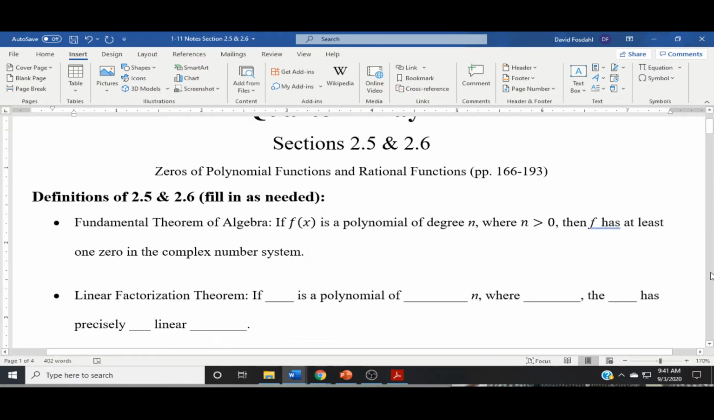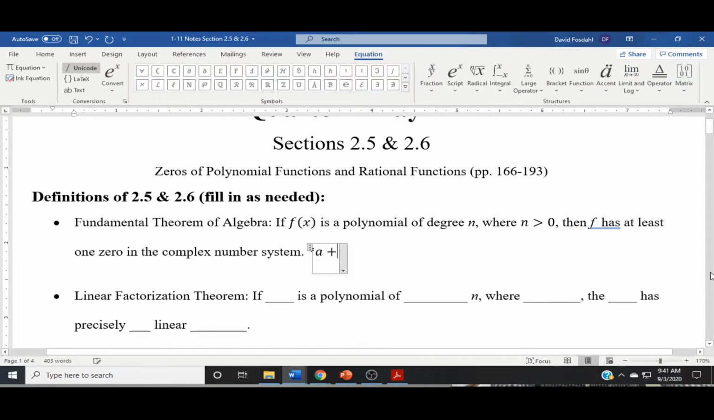So remember, complex number system, this is going to be where it's a plus or minus bi. Okay. Now, so if it is a polynomial of degree n, so n is a number greater than 0, polynomial means powers have to be integers, positive integers, so 1, 2, 3, 4. It has to have 1 zero in the complex number system. This is just okay.